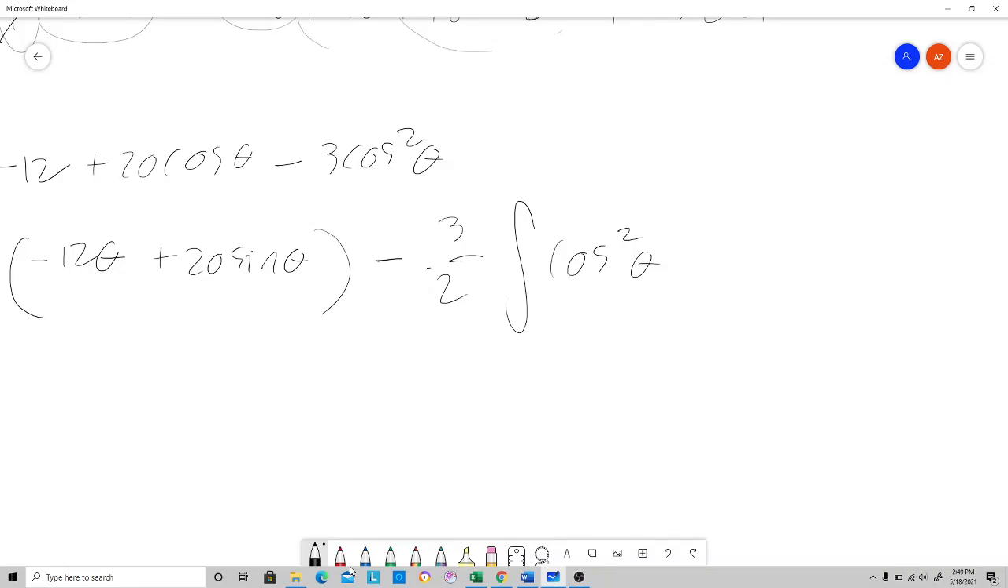And then we can use a half angle identity to reduce this. And this should be 3/2. With the half angle identity, cosine squared theta is the same thing as (1 plus cosine 2 times theta) over 2. But if I simplify this right away, I can pull out a 4 from here.